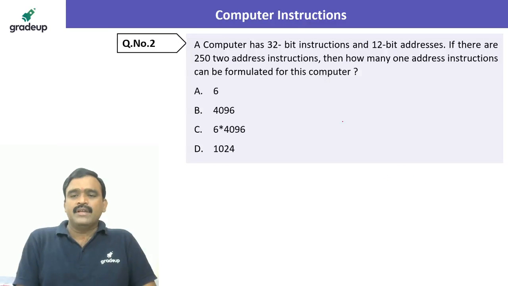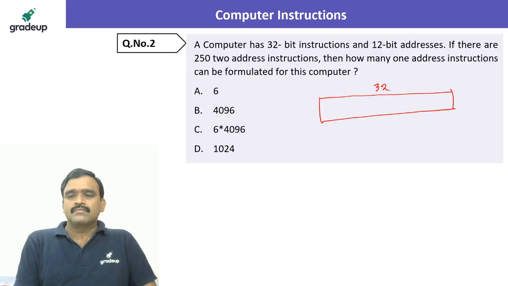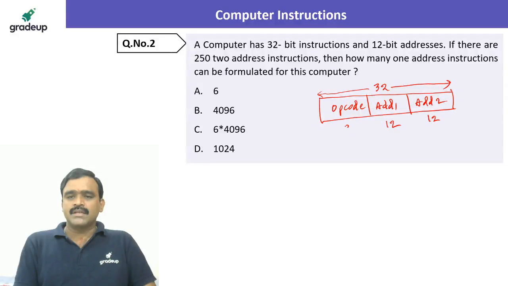Okay. So we have a 32-bit instruction, right? Out of the 32 bits, we have a 12-bit address. So the 12-bit address, and the opcode value is also there. Opcode followed by address 1 and address 2. Each address is 12 bits. So here we have 12 bits, here it is 12 bits. 12 plus 12 is 24. 32 minus 24 is 8.